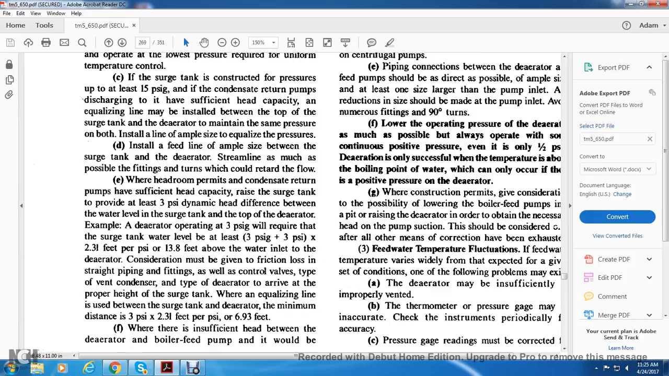E. Where headroom permits, raise the condensate return pump with sufficient head capacity to the surge tank to provide at least 3 psi dynamic head. This is the difference between the water level in the surge tank and the top of the deaerator. For example, a deaerator operating at psi will require that the surge tank water level be at least 3 psi gauge plus 3 psi, times 2.31 feet per psi, or 3.58 feet above the water inlet of the deaerator.